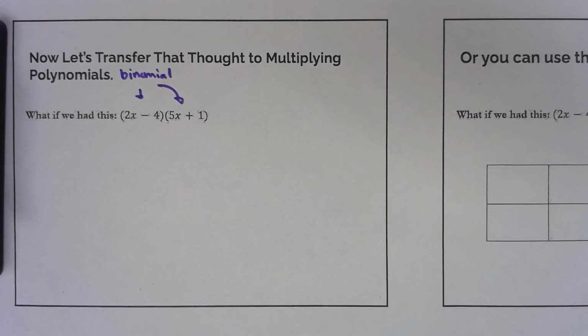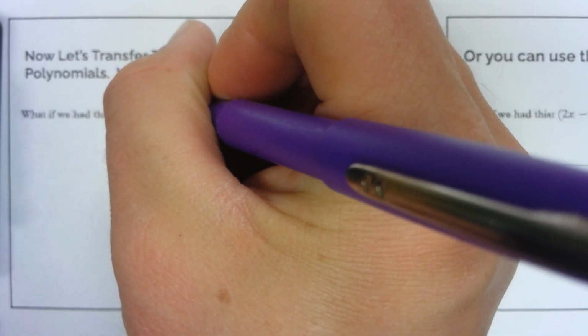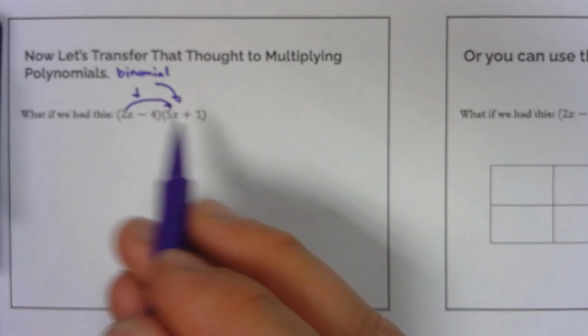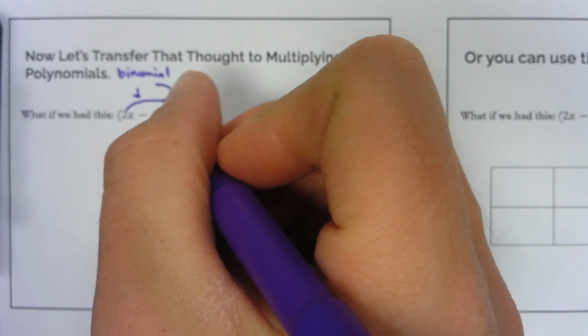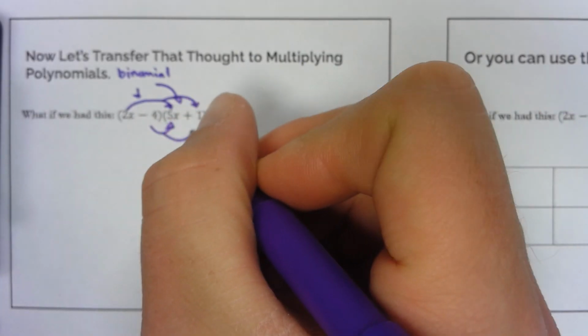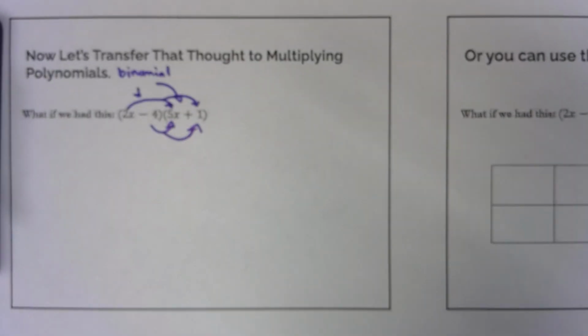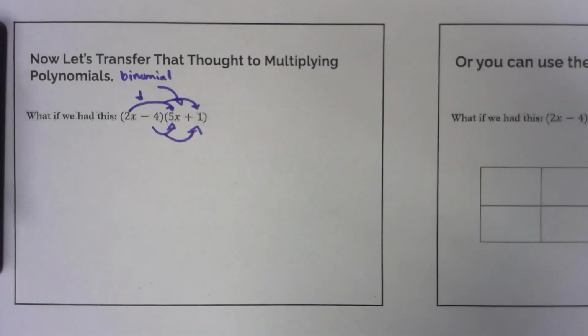Nomial is the number of terms that we have. Okay, so when we have two terms times another two terms, there are a lot of ways this gets explained. Some of you that have done this before have heard the word FOIL, where you do the first, so 2x times 5x. You do the outers, so 2x times 1. You do the inners, negative 4 times 5x. And then the last being negative 4 times 1. That's for those of you that know FOIL.